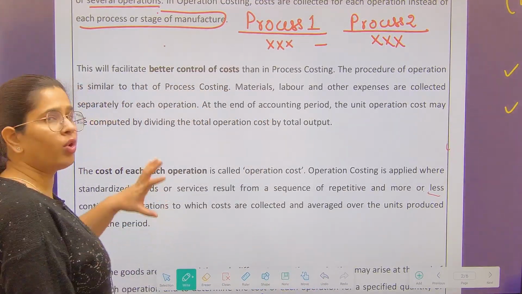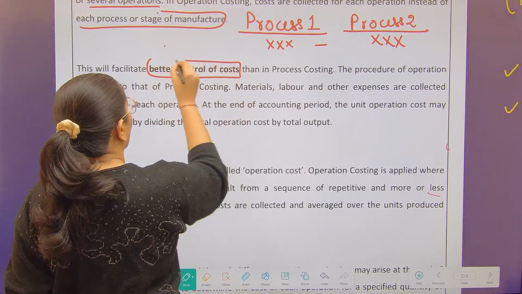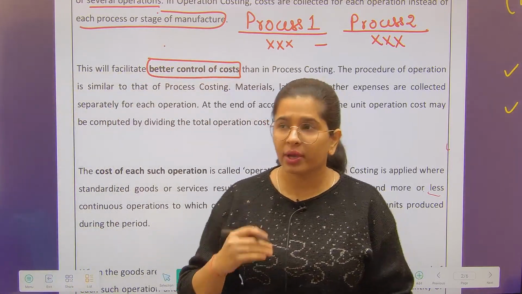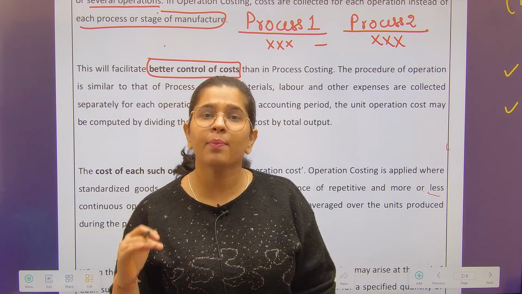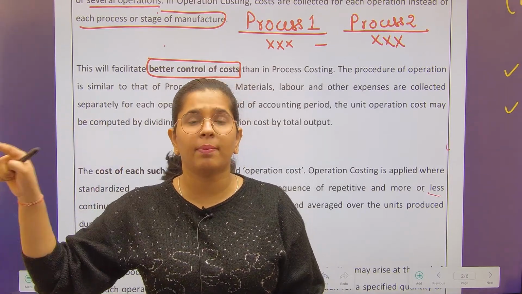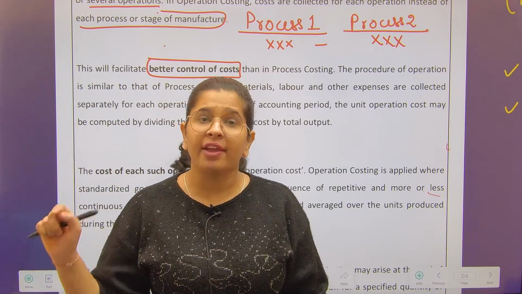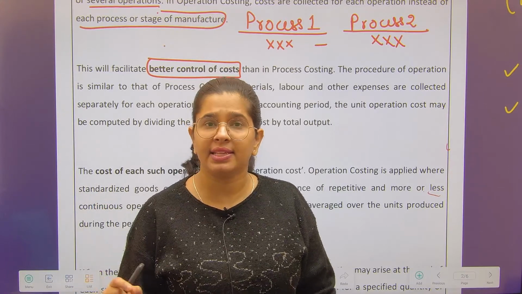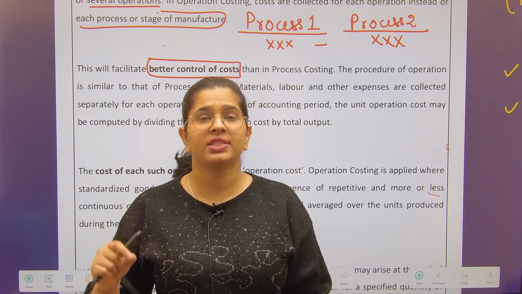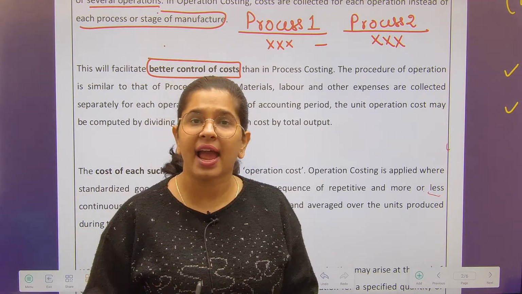Why do the costing through operation costing? Because obviously it will give you better control of cost. At any point of time you will be able to know that the maximum proportion of my cost is getting incurred in operation number 2, so I need to be efficient in operation number 2. If there is any mismanagement, any inefficiency, any loss of product happening in operation number 2, you will be able to identify that and correct it.